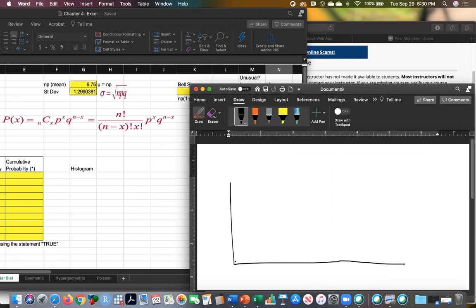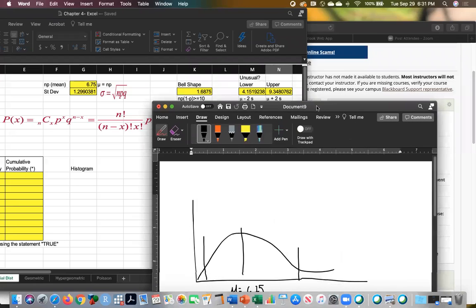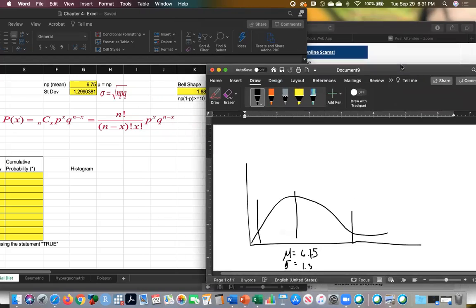So just imagine that we are doing something like this. This is a normal distribution. I'm going to have a mean, mu, equal to 6.75, and sigma is going to be equal to 1.3. So two standard deviations to the right, two standard deviations to the left. This value, mu minus 2 sigma, is going to be more or less here, right?